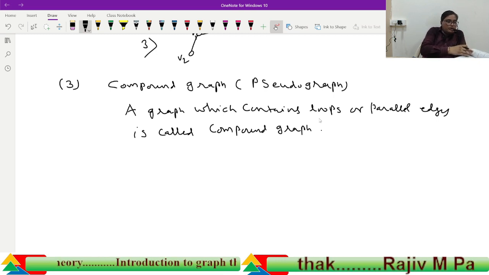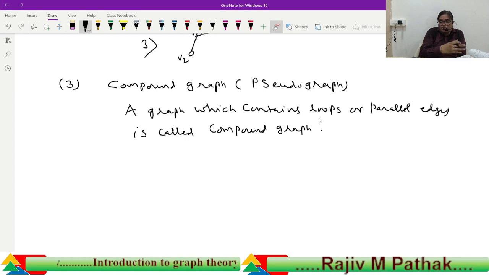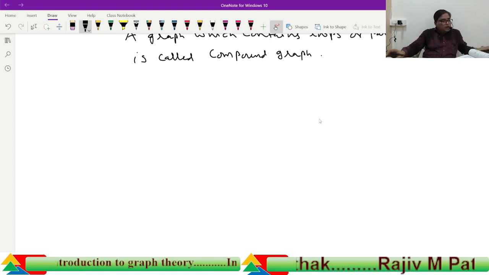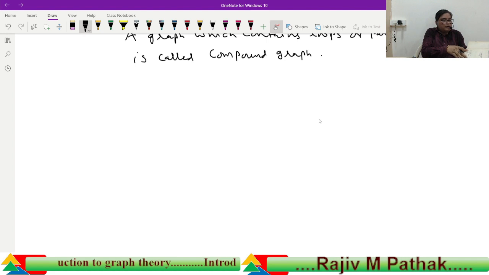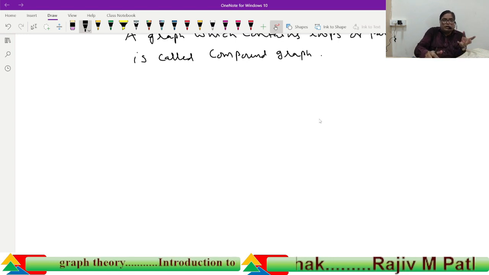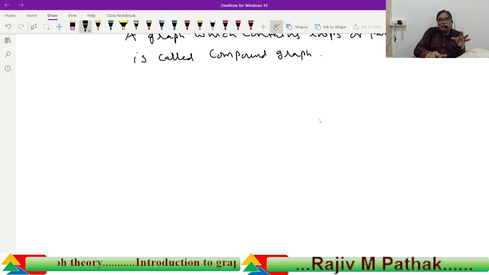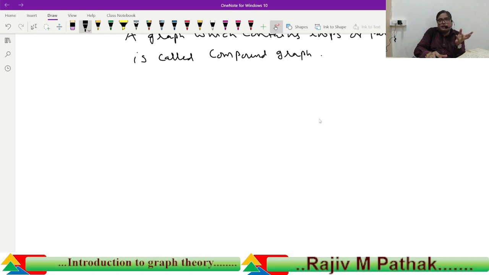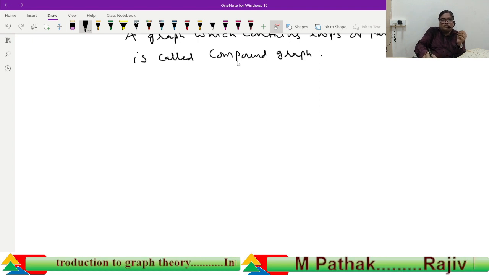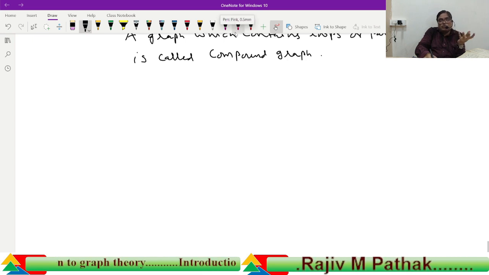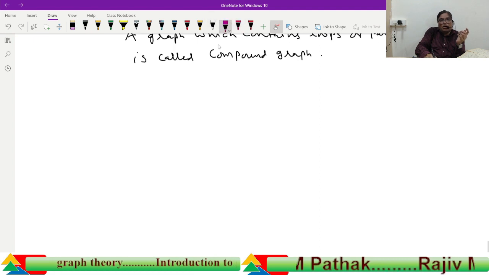Next, we have one concept related to even and odd degree. So these are the three types of graph. Then we have the concept of even degree and odd degree. Now you know the definition of degree of a vertex. If V is any vertex of a graph G, then the degree of V is defined as the number of edges incident on it. That is what the degree of a vertex is. This further classifies vertices in a graph into two types, even vertices and odd vertices.